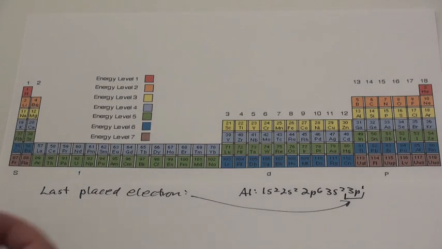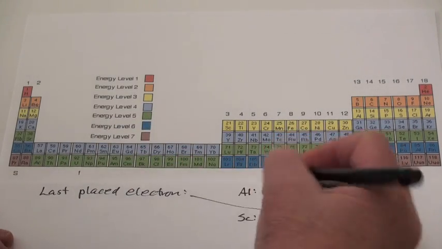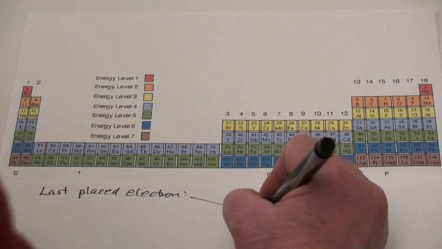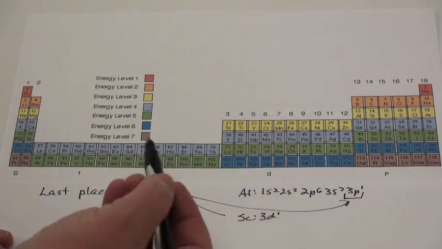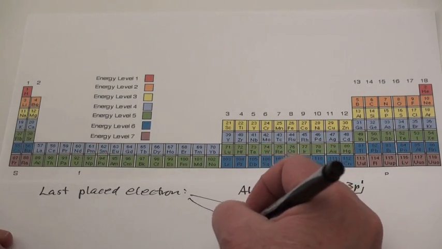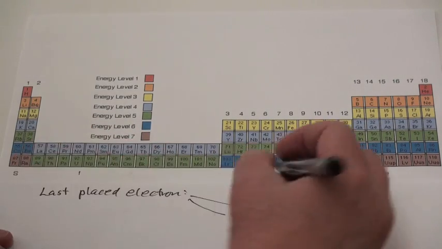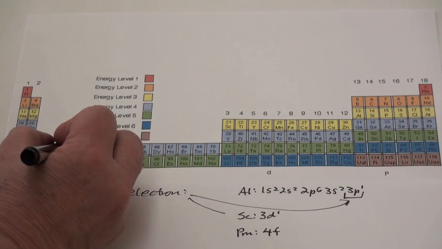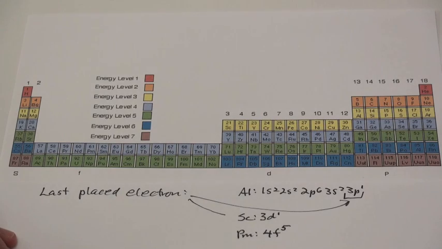For example, let's say that you wanted to find scandium. The last place electron for scandium, well, the color says 3, it's the D block and it's the first one in. So 3d1 is the last place electron for scandium. What if we were looking at promethium, 61, so Pm? You'd say, okay, the color says 4, it's the F block, so 4F, and it's 1, 2, 3, 4, 5. It's the fifth one in, so 4F5.